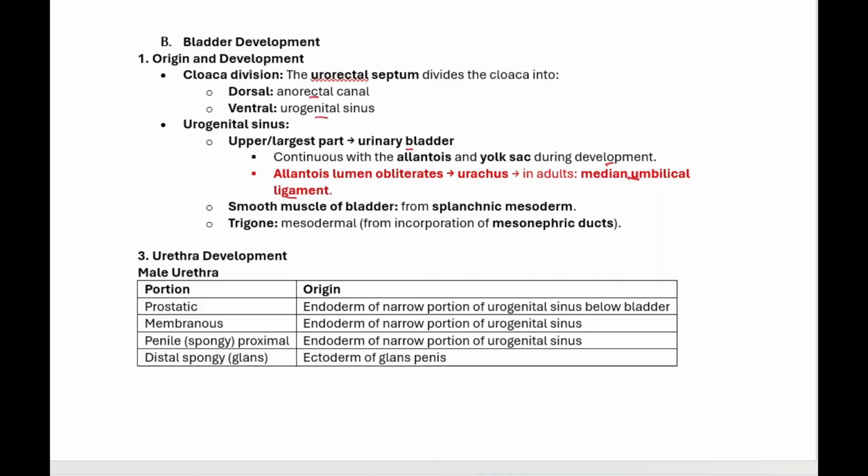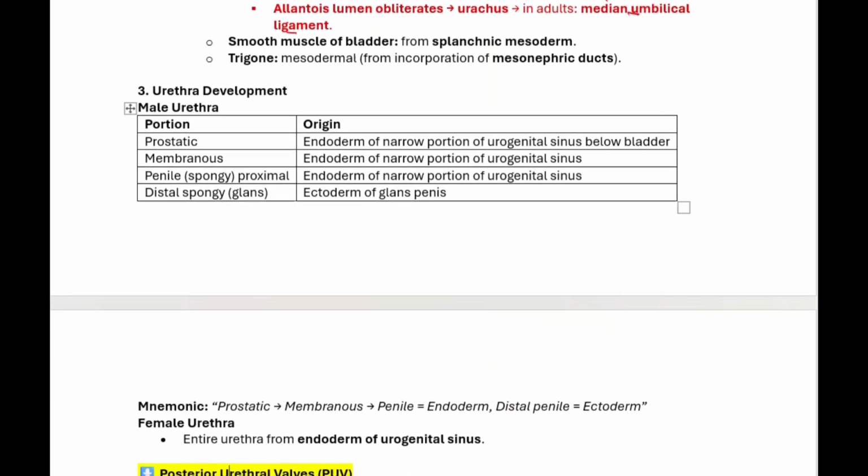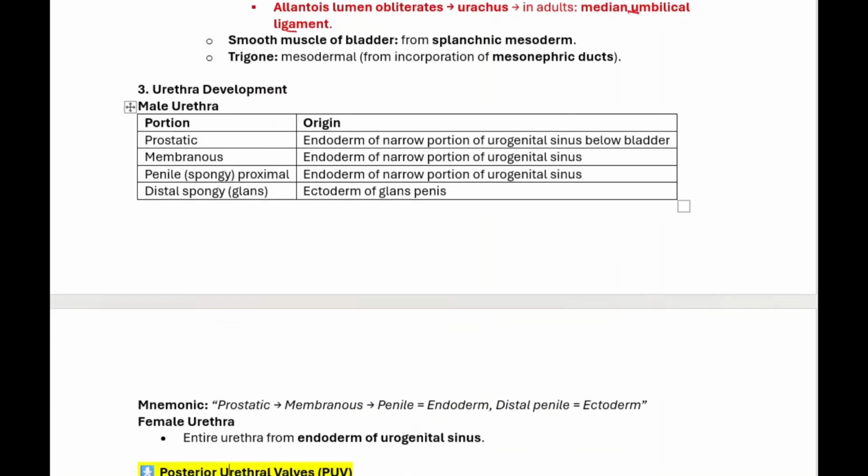So what about urethral development? When we look at the male urethra, the male urethra is divided into four major parts. We have the prostatic urethra, we have the membranous urethra, we have the penile urethra, which is also called the spongy urethra, and then we have the distal spongy urethra, which is also called the glans.